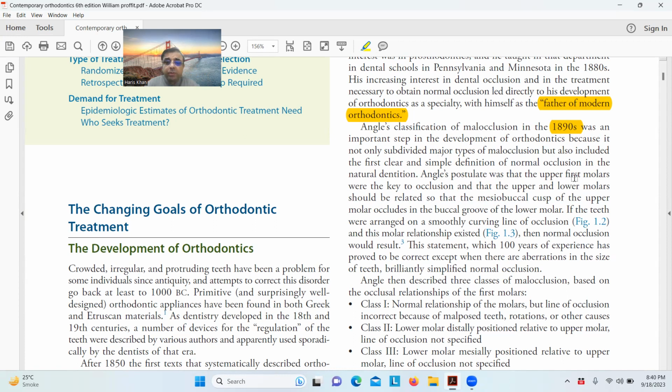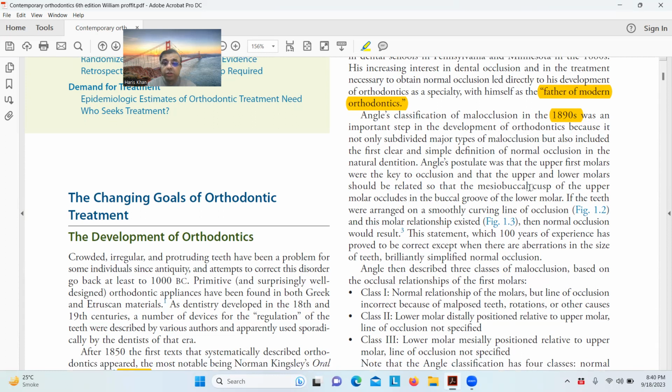Engel's postulate was that the upper molars were the key to occlusion, and that the upper and lower molars should be related so that the mesiobuccal cusp of the upper molar occludes in the buccal groove of the lower molar. We all know that this is important. I'm not going to highlight it here because there's a classification given underneath. So what was Engel's idea?